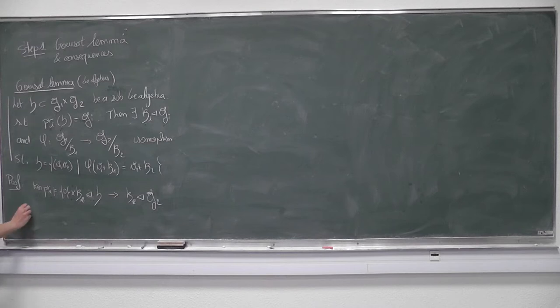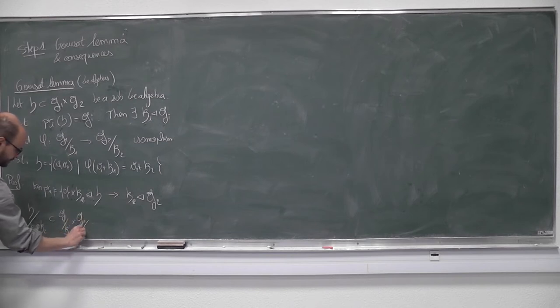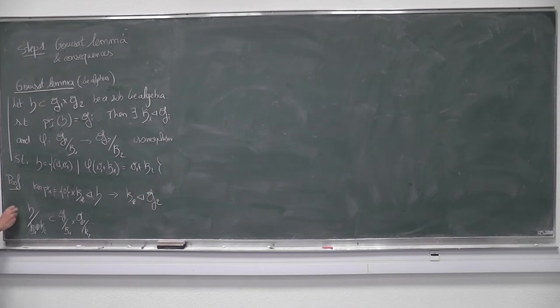Okay, and now you just look at H that you quotient by K1 plus K2, which is a subalgebra of the quotient of G1 by K1 and G2 by K2, and the quotient of this one by these two is just the product of the quotients. And you look carefully at that.